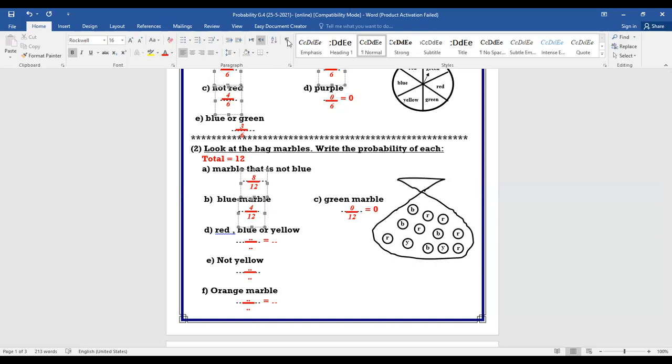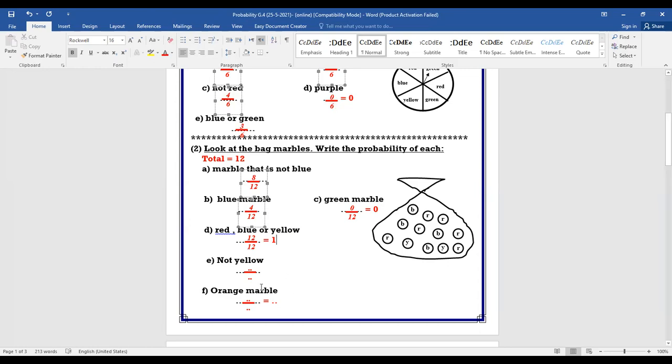The next one, thank you Muhammad. Farah. Red, blue, or yellow. As we said here, it means all red, blue, or yellow, the 3 types of marbles. 12 out of 12. Yes, very good. All of them. We have 12 red, blue, and yellow. It will be 12 out of 12, which equals 1. Any number over itself, guys, equals 1.